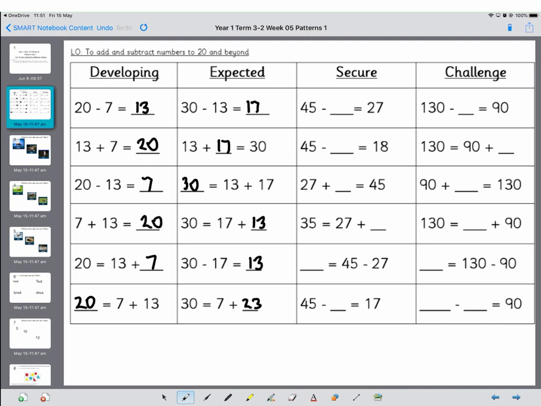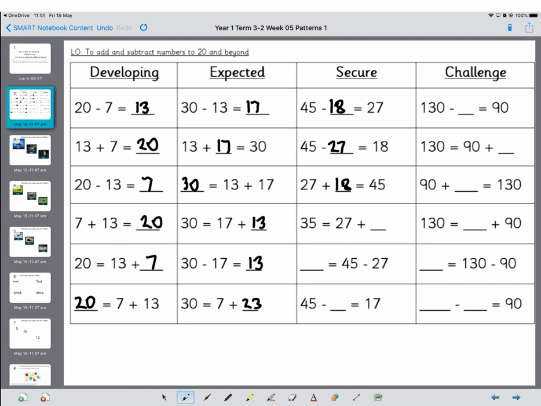Okay, 45 minus something equals 27. Well, again, number square. Count back from 45, 20. So that's 25. Count back another 7, and that is 18. And as if to confirm it, we know that 18 plus something equals 45, so that must be 27. We know that we had 18 and 27 to get 45.